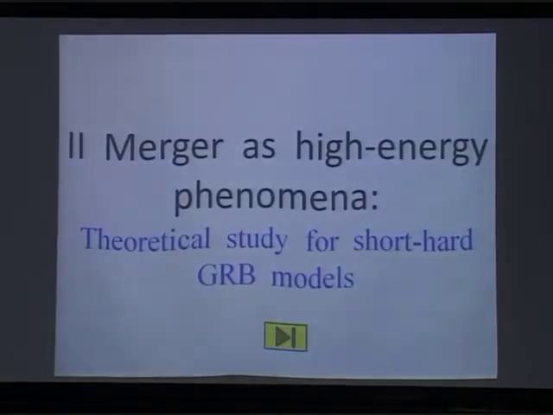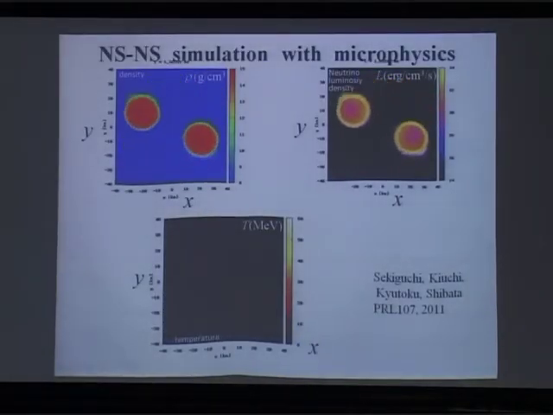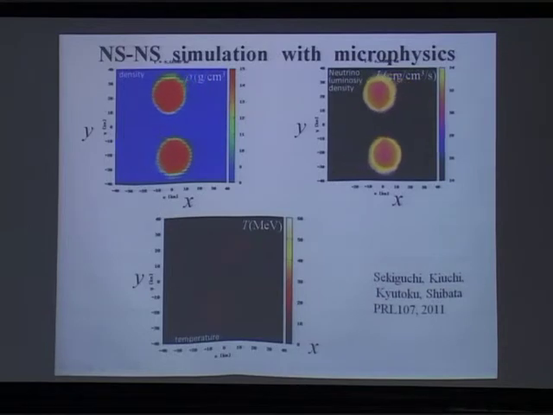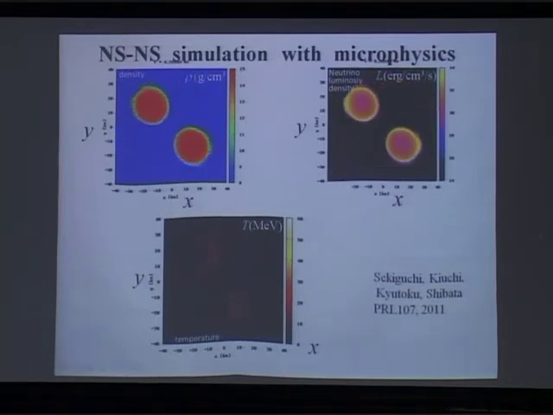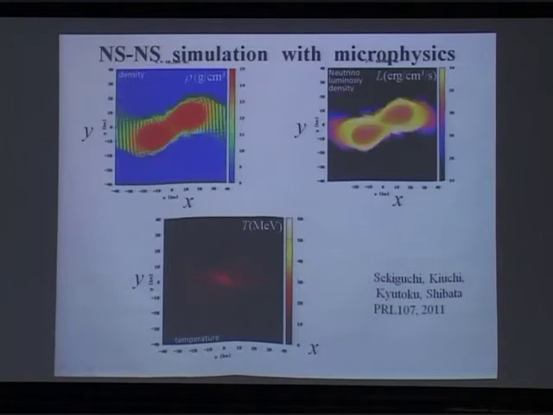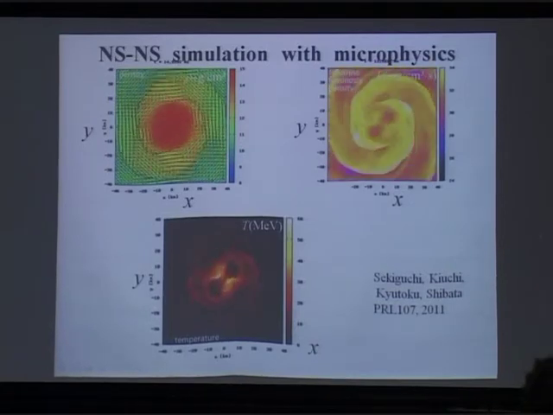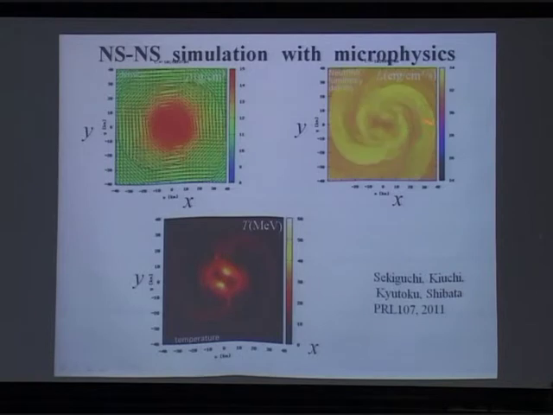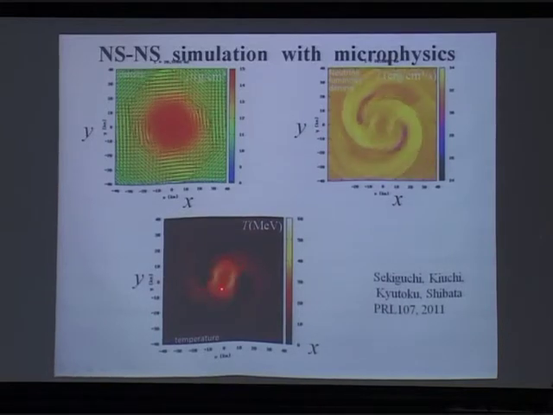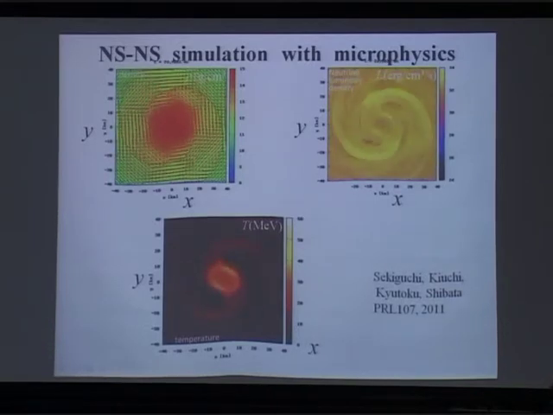Anyway, now we can perform many interesting simulations. So this is one example. In the previous simulation I showed, I performed a simulation assuming a very simple equation of state, a piecewise polytropic equation of state. But in this simulation, the effects of neutrino emission, finite temperature, and the transfer of neutrinos are taken into account. As a result, for example, we can explore the neutrino luminosity. This is a neutrino luminosity in the equatorial plane. Also, this is a temperature in the equatorial plane. And you can see that at the merger, temperature increases due to the shock formation. And the highest temperature is as high as 50 MeV.